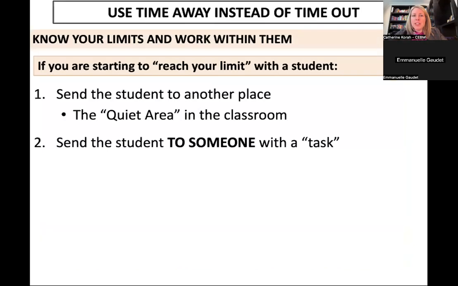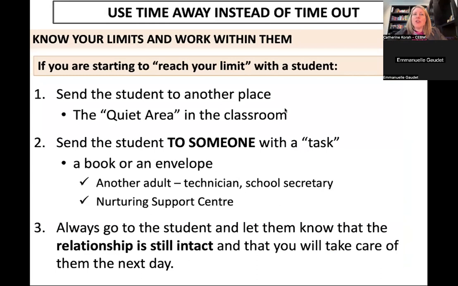And so this is basically, I already mentioned this, in terms of using time away instead of time out. And so using the quiet corner, using the You've Got Mail, using the nurturing support center. There's many ways where students can go to other spaces in the building and still feel like they are successful and they're not sent home. They are not in a reflection room or something like that. And it's a whole way of going about it that is much more positive and constructive.